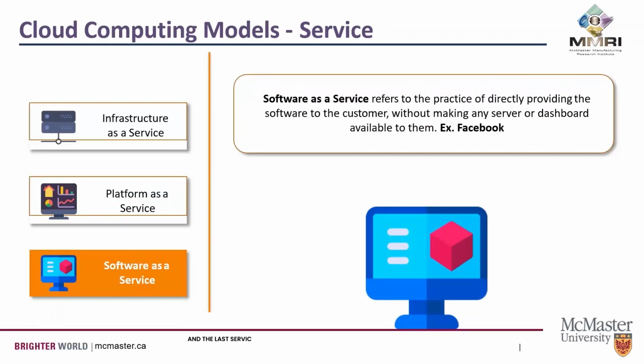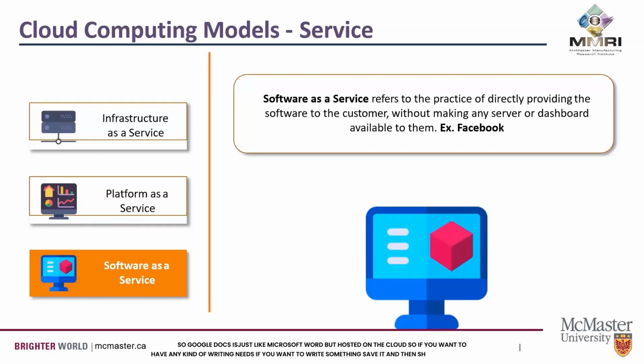And the last service that you get with a cloud provider is software as a service, or SaaS. What is software as a service? Software as a service means that you don't get access to the operating system, you don't get access to a platform, but you get access to a software which is hosted on the cloud. For example, you all might have used Google Documents, or you might have used Google Sheets. So Google Documents is just like Microsoft Word, but hosted on the cloud. So if you have any kind of writing needs, if you want to write something, save it, and then share it with someone, you can do it on Google Documents. This is exactly what software as a service is.